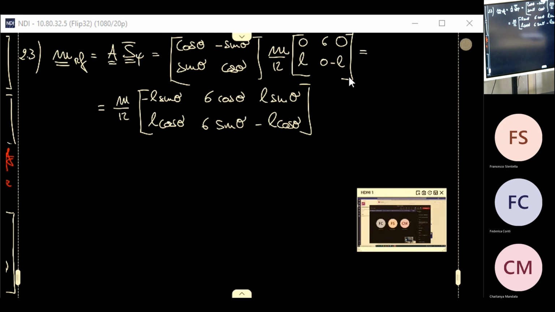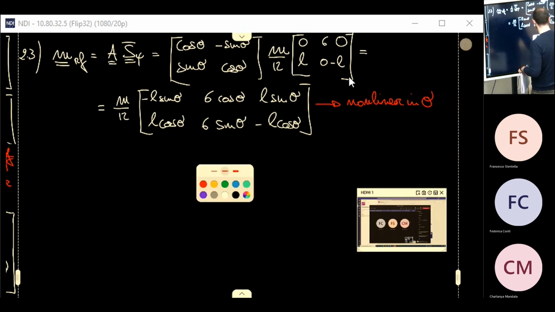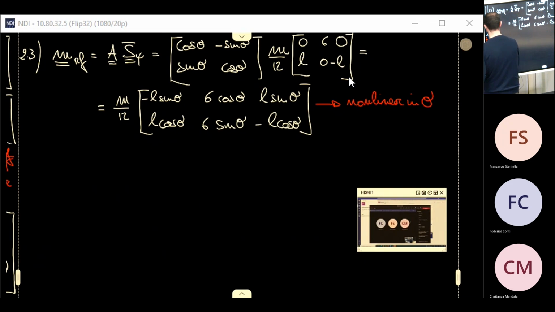Okay, and in this case, again, let's make the check that you have a nonlinear dependence with respect to the rotational coordinates. Now, if we move forward, you have the m theta coordinate.